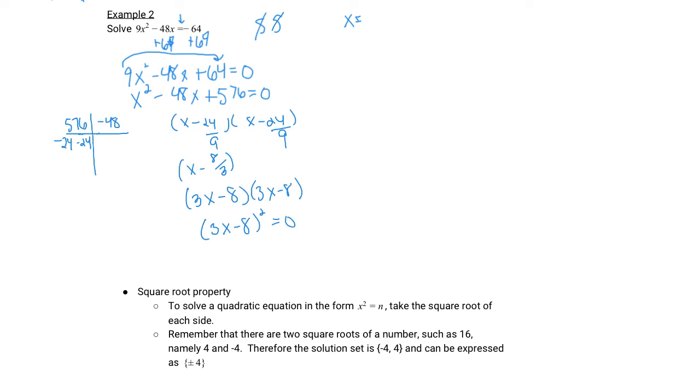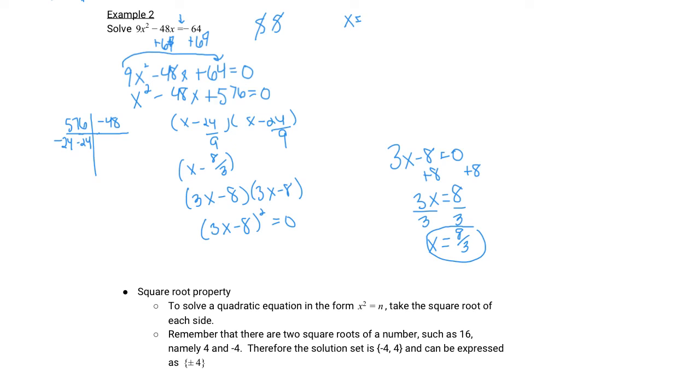And that equals 0. So I have 2 factors, but they're the exact same. So I only have to do 3x minus 8 equals 0 once and solve for x. There's no need to do it twice. We'll get the same answer twice. So add 8, and we get 3x equals 8. And then divide by 3, and x equals 8 thirds. And that is our answer.